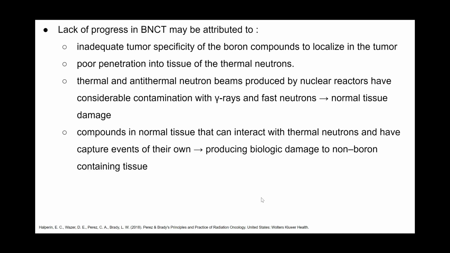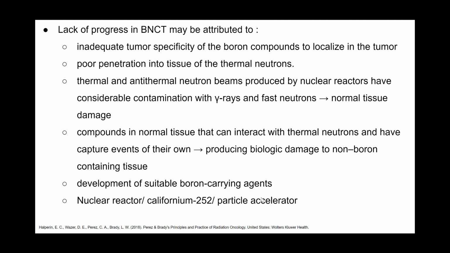Thermal neutrons can interact in normal tissue and cause normal tissue damage. There are no suitable boron carrier agents. And the biggest issue is production of these neutrons. It can be in a nuclear reactor, or by Californium-252, or by a particle accelerator. And we have so little Californium-252 that it is not feasible. For a particle accelerator, we would need something at the level of a hadron collider. So these are major reasons why there has been a lack of progress in BNCT.